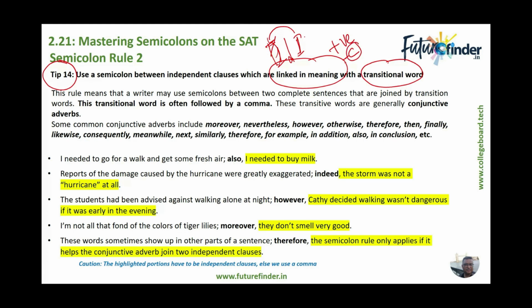Though he was a good singer, he couldn't win, right? It could be additive, it could be cause and effect. So, it could be examples. These are all transitional words, right?